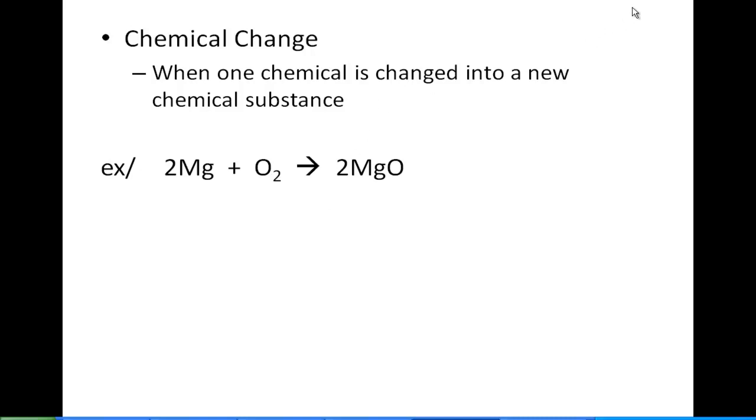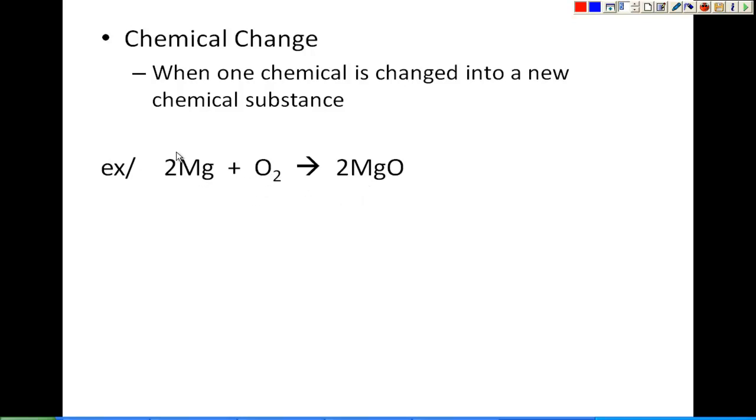Hey again, it's Mr. Lum, and in Chemistry 11, for this lesson, we're going to be talking about chemical changes and physical change. So the first one we're going to cover right here is chemical change, and this is when one chemical is changed into a new chemical substance. So the example I put up here is when we have magnesium reacting with oxygen, making magnesium oxide.